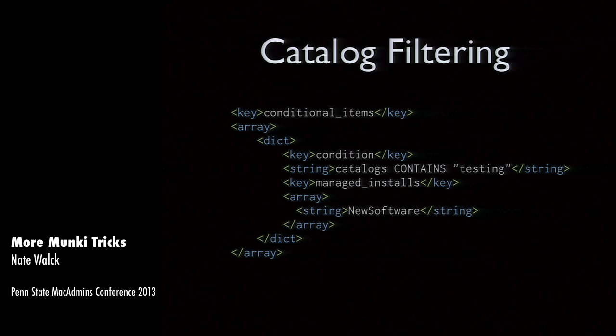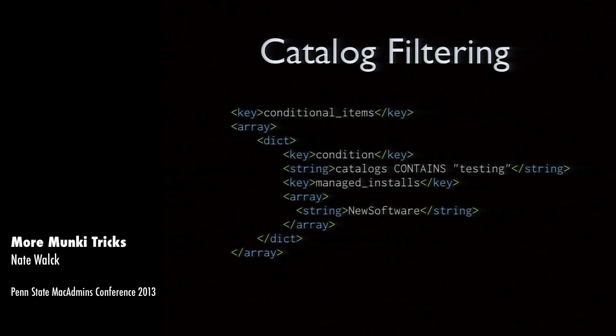Catalog filtering. I don't know if anyone's noticed this, but if you have a main catalog that every machine uses and you import a piece of software directly into it, it will throw warnings on every single client saying, I can't find it, it's not in this testing catalog, and yell at you, essentially. So with this conditional, you basically say, only consider it if you have this catalog. That way you have new software in the testing catalog, and the client will only look at it if the client actually has the testing catalog. So you avoid throwing all those warnings.